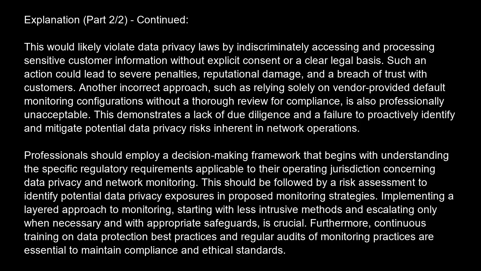Professionals should employ a decision-making framework that begins with understanding the specific regulatory requirements applicable to their operating jurisdiction concerning data privacy and network monitoring. This should be followed by a risk assessment to identify potential data privacy exposures in proposed monitoring strategies. Implementing a layered approach to monitoring, starting with less intrusive methods and escalating only when necessary and with appropriate safeguards, is crucial. Furthermore, continuous training on data protection best practices, and regular audits of monitoring practices are essential to maintain compliance and ethical standards.